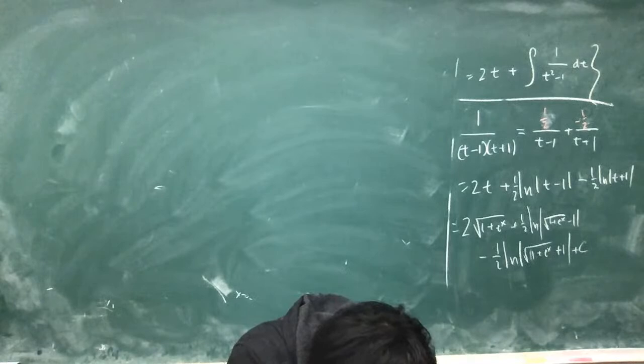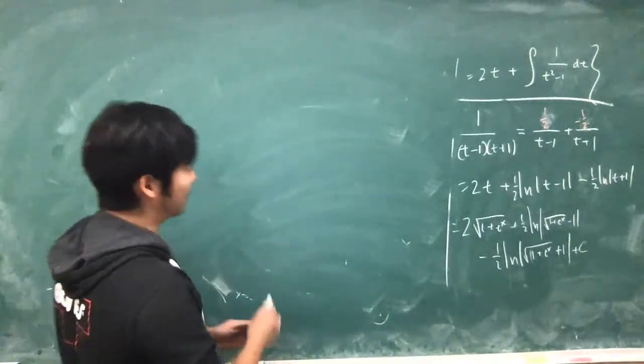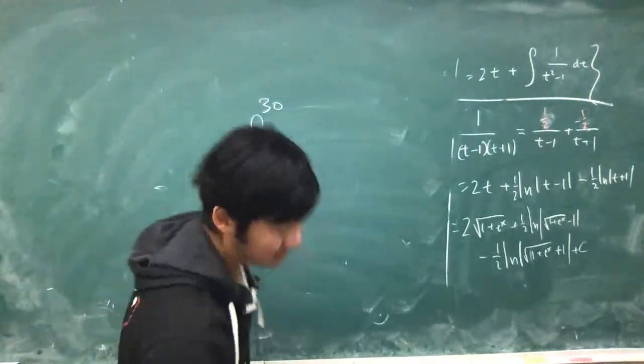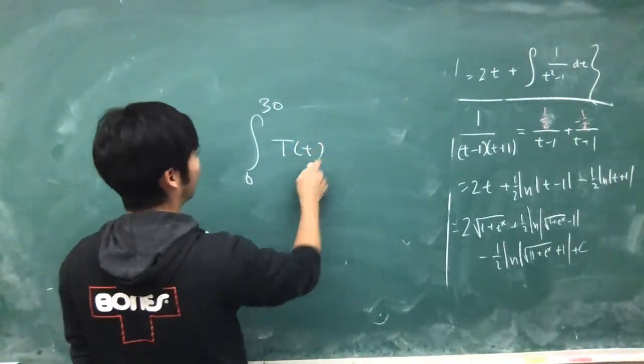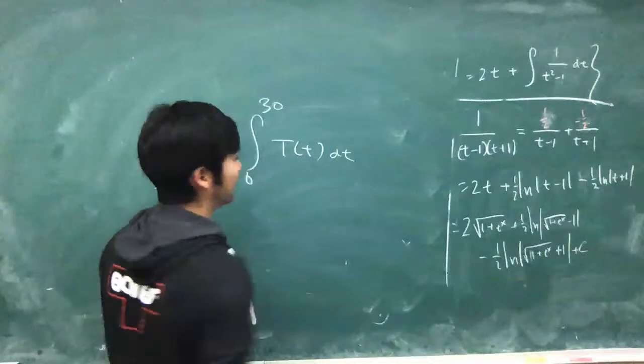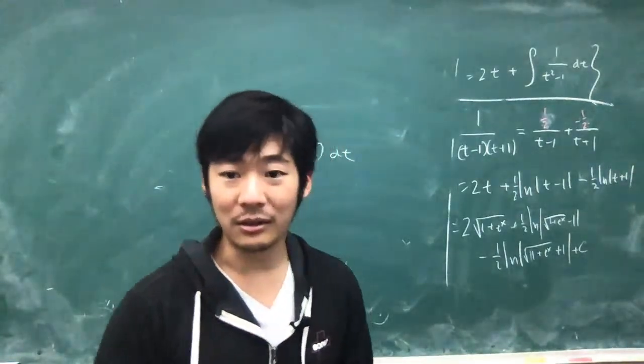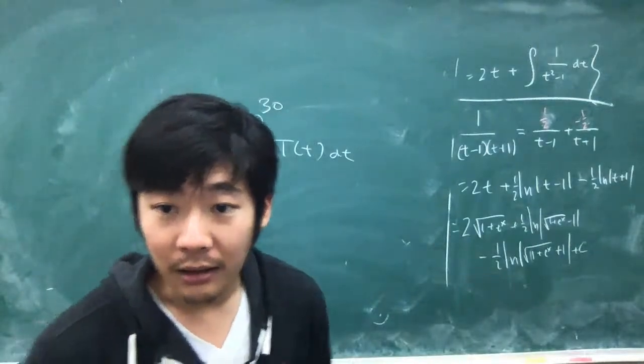So what is t in? t is in minutes. So then you just integrate from 0 to 30 of T. So that's that. The integral, I think, is easy enough that you should probably just do it on your own. And then 11.